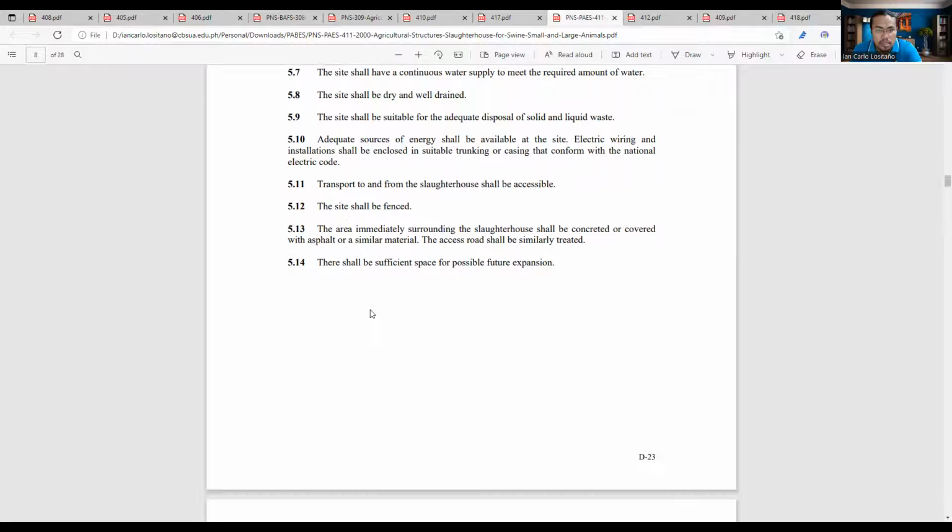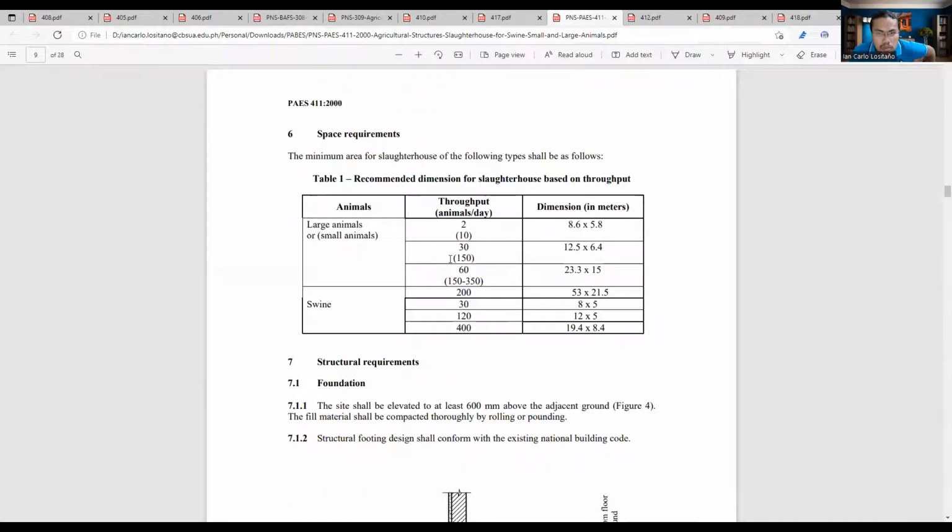The site shall be fenced. The area immediately surrounding the slaughterhouse shall be concreted or covered with asphalt or similar material. The access road shall be similarly treated. There should be sufficient space for possible future expansion.